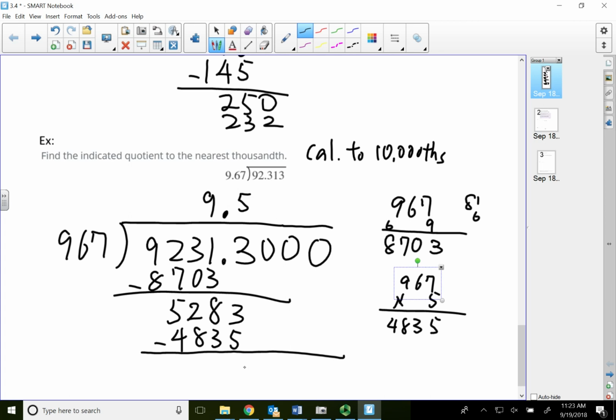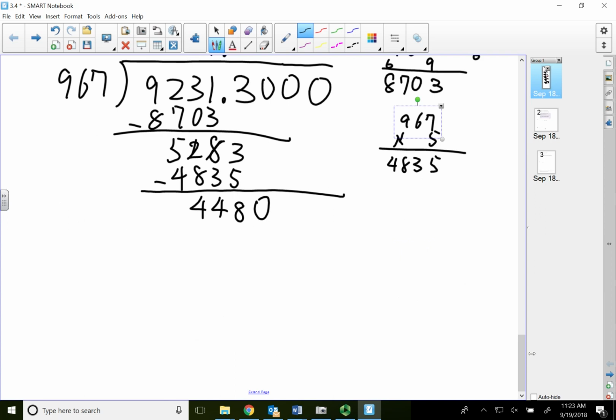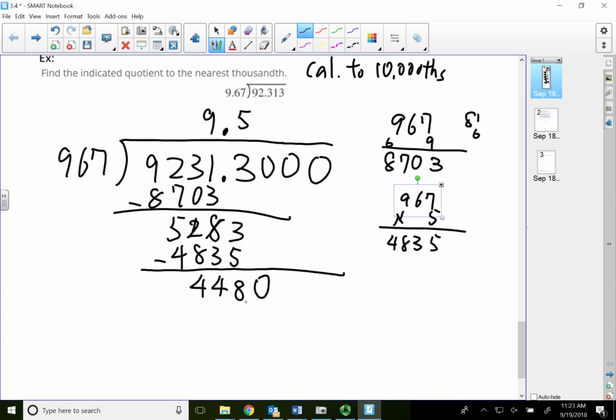13 minus 5 is 8. 7 minus 3 is 4. 12 minus 8 is 4. So I'm good. Bring down the hundredth place. So you see 4480. This is 48. So 9 going into 44, I will probably use 4 times.